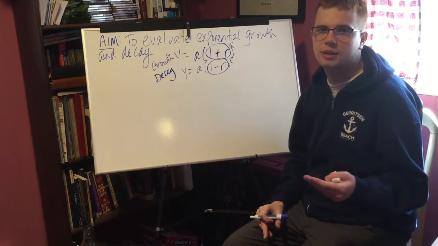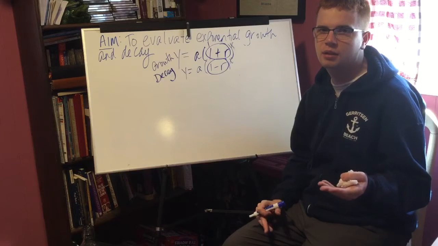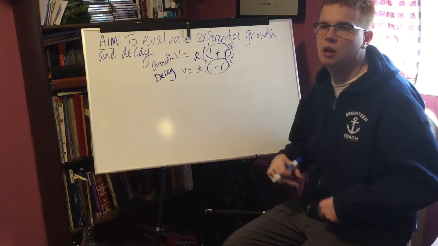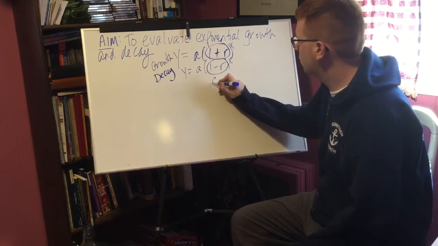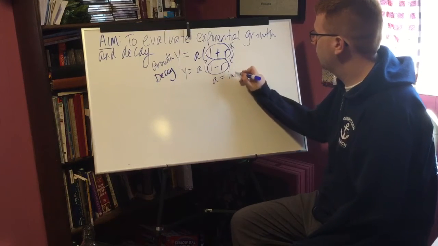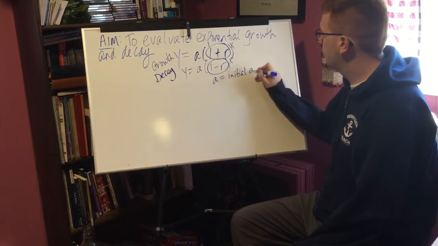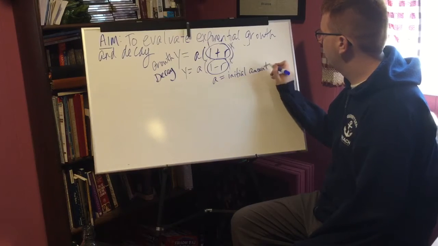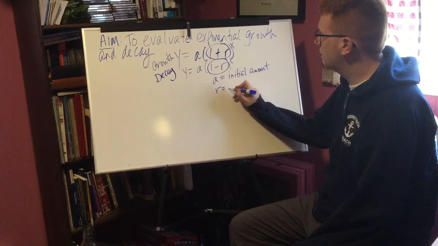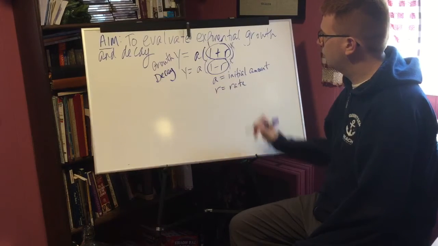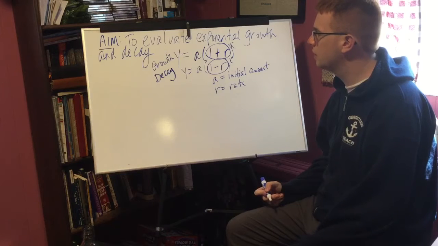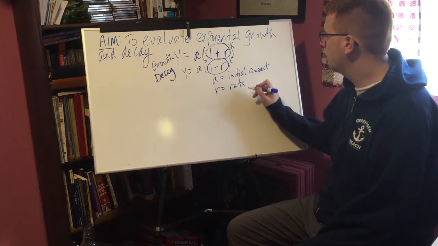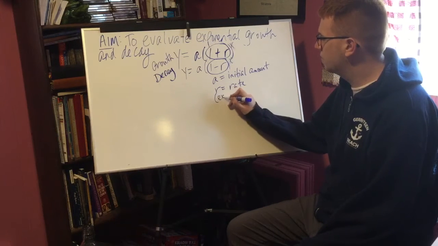Because 1 is the same as 100%. And it's important to realize how our rates are going to be expressed as decimals. So, for your notes, a is the initial amount. R is the rate, whether that be a rate of increase with a growth formula or a rate of decrease with a decay formula, and this is expressed as a decimal.